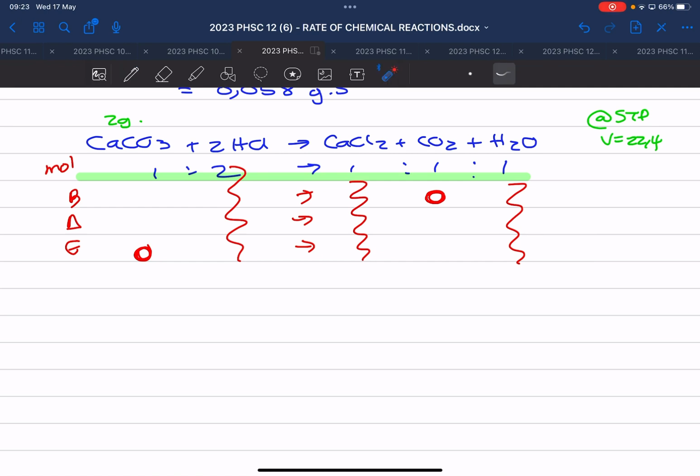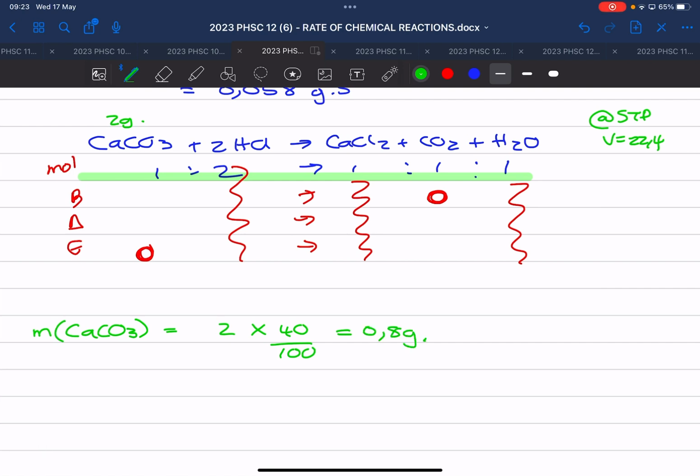Now, can we just convert this 2 grams into moles and put it in our table? No, because that 2 grams is not completely calcium carbonate. Only 40% is calcium carbonate. So we first need to find the mass of calcium carbonate. It is 2 times 40 over 100, or 2 times 40%, which is 0.8 grams.